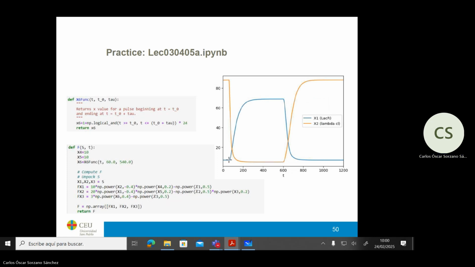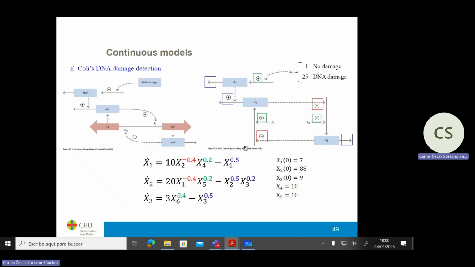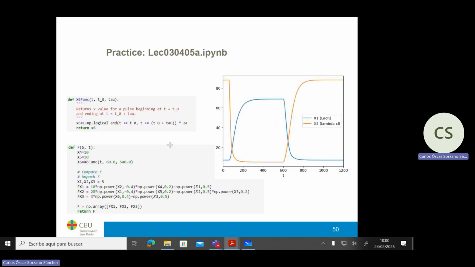X1 is like this here. So I didn't explain that, and I'm not showing it, but for lambda CI, the prediction is that it will decrease, and it decreases.